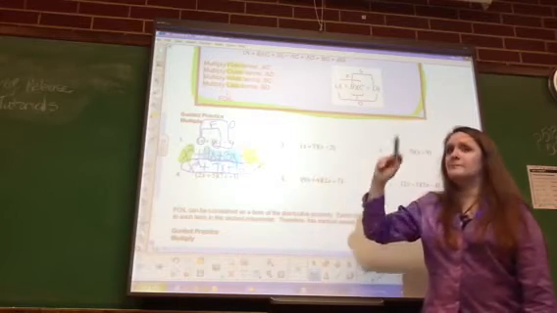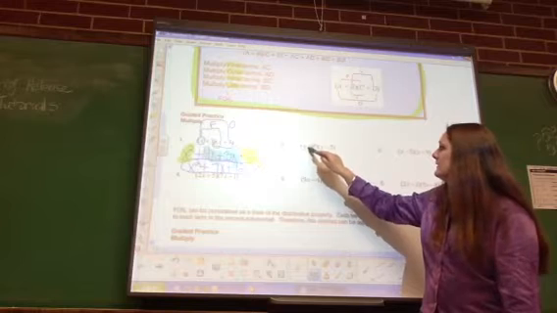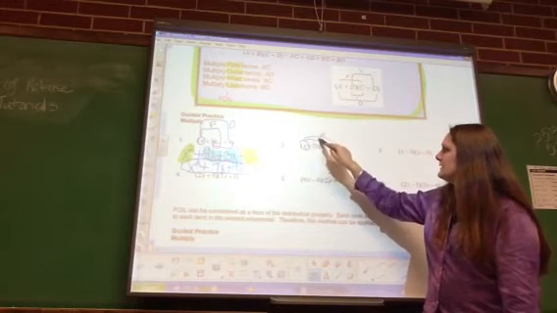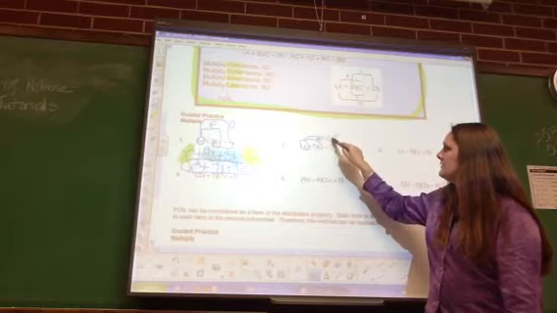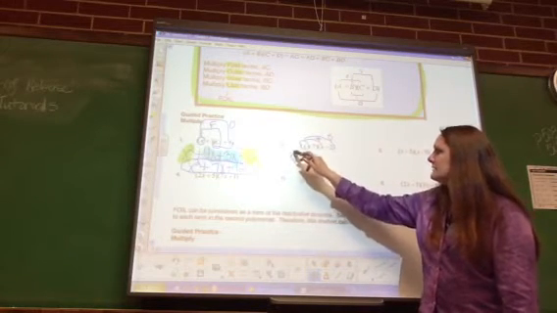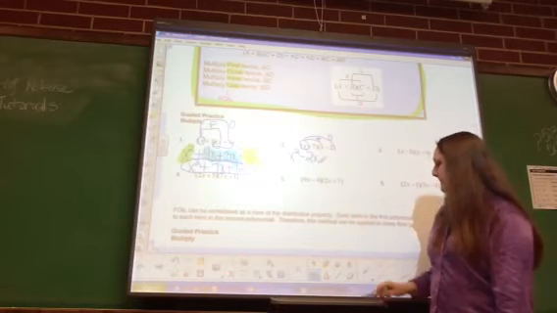Let's look at another one. Think about this kind of another way. It's still the FOIL method, but I'm just going to word it a little bit differently. Take x, multiply it times these two. That's our first two and our outer two. So same thing. X times x is x squared. X times 2 is negative 2x.